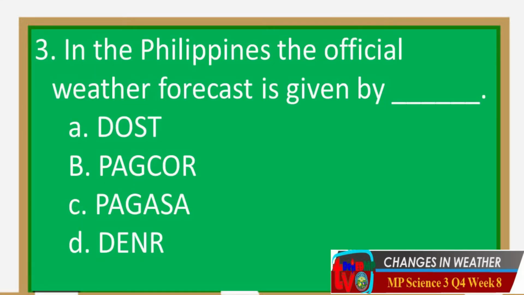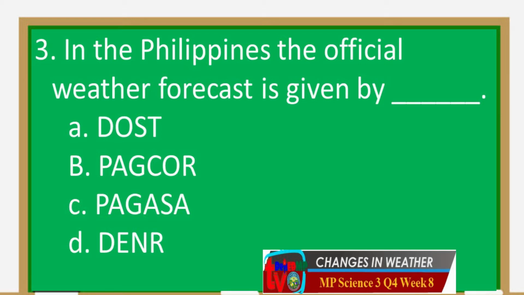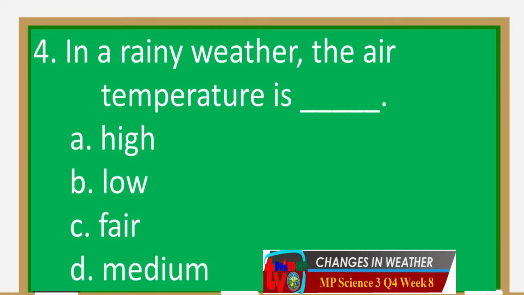Number 3. In the Philippines, the official weather forecast is given by blank. Letter A, DOST. B, PAGCOR. Letter C, PAGASA. And letter D, DENR. Number 4. In a rainy weather, the air temperature is blank. Letter A, high. Letter B, low. Letter C, fair. Letter D, medium.